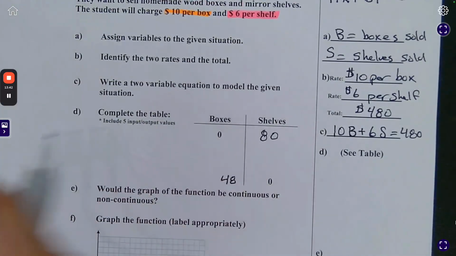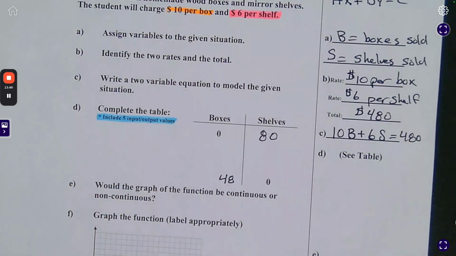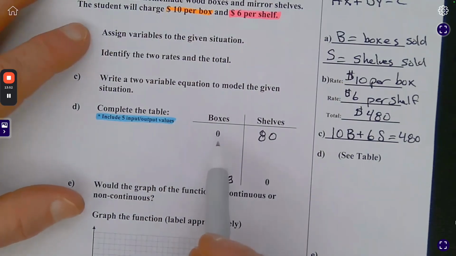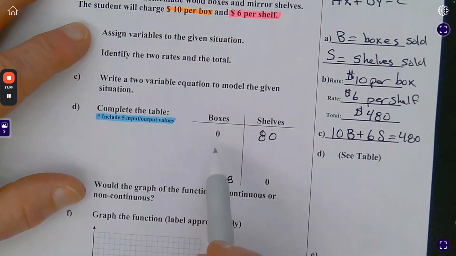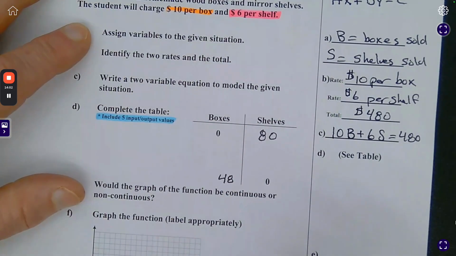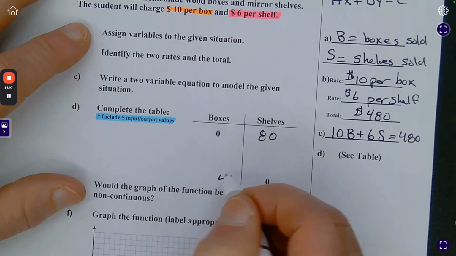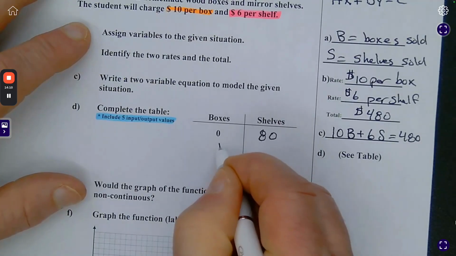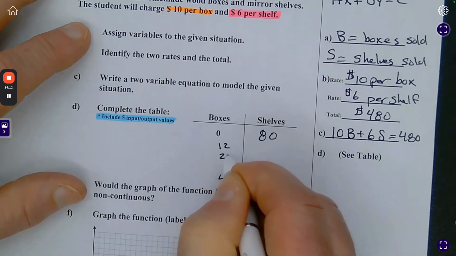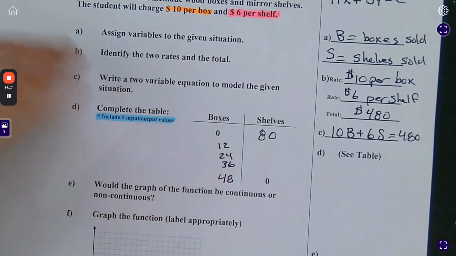Okay, now this is the tricky part. I've got to pick 5 inputs and outputs. When I pick inputs for my boxes, I want to make sure they're going to be increments or multiples of 6. So for example, I'm going to pick a number like 12, and then I'm going to pick 24, and then I'm going to pick 36. Notice that 12 goes into all of those.